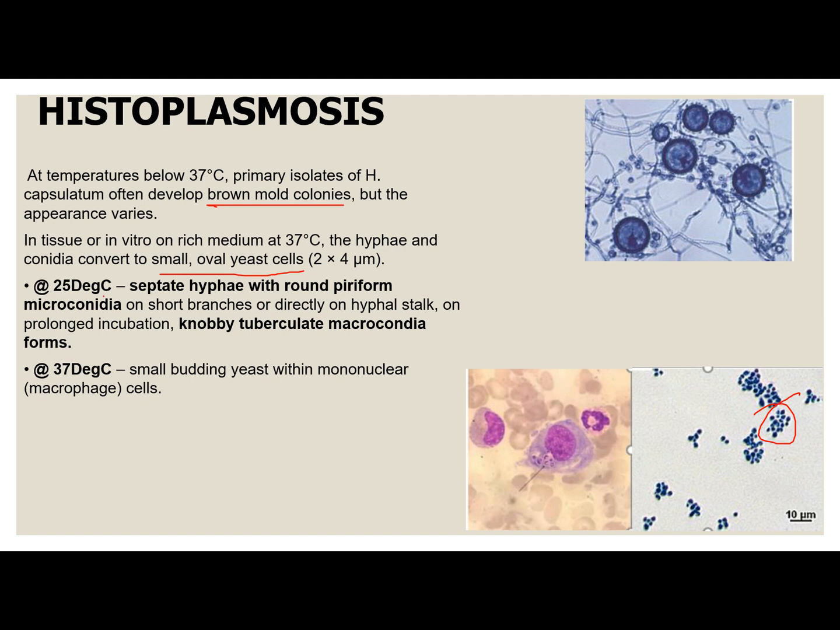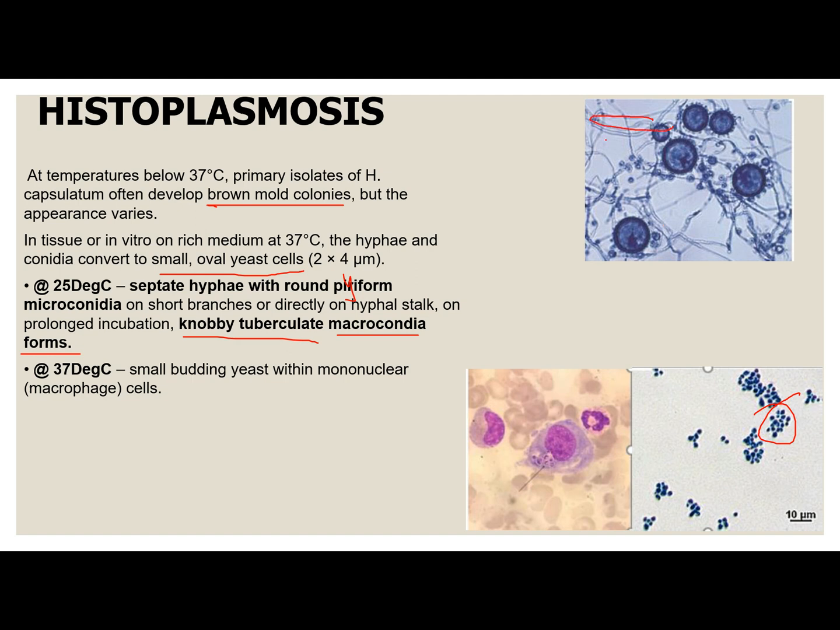At 25 degrees centigrade, they would appear as septate hyphae with round pyriform microconidia on short branches or directly on hyphal stalk on prolonged incubation. On prolonged incubation, class, knobby tuberculate macroconidia would form. So take note of this. So at 25 degrees, or in their mold form, class, they would have septated hyphae. So look at the hyphae here.